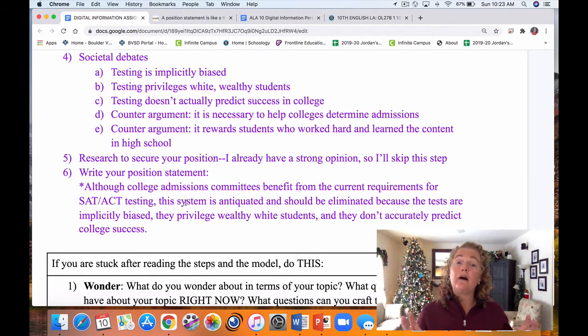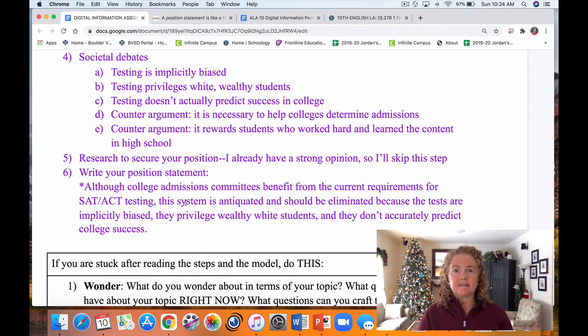So I have already outlined my essay. My essay is going to start with my counterclaim that yes, this system does in fact benefit admissions boards. It makes it easier for them. But I'm going to argue that that does not outweigh the fact that the system is implicitly biased, so I'm going to write a paragraph about that, that they privilege white students, so I'm going to write a paragraph about that, and that they don't accurately predict college success. So I'm going to write a 4-body paragraph essay, which will end up being 6 paragraphs total if I go with this thesis statement.